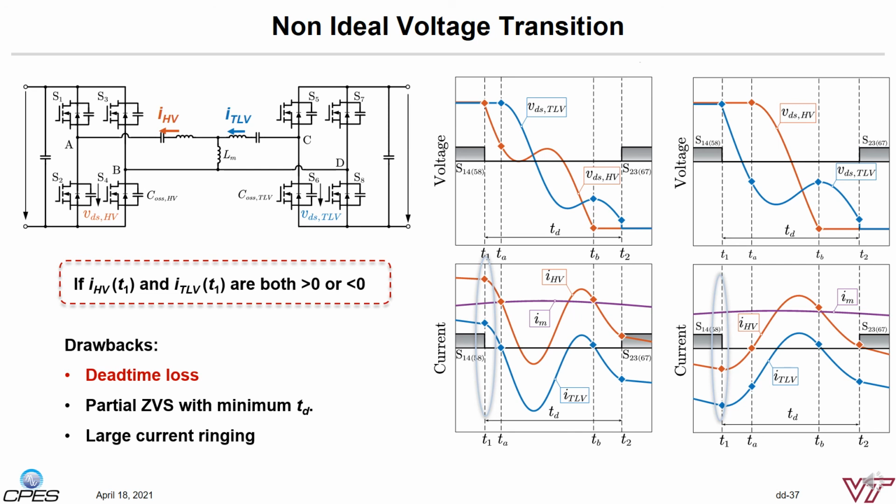The conclusion here is, at the beginning of the dead time, if the currents on both sides of the transformer are in the same direction, either positive or negative, you will not achieve the optimal device voltage transition because additional dead time losses are generated. In addition, it potentially can create partial ZVS that produces more switching losses and EMI issues. Also, large current readings might happen during the dead time.